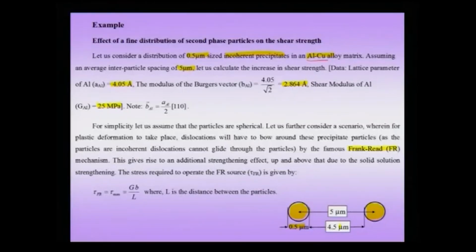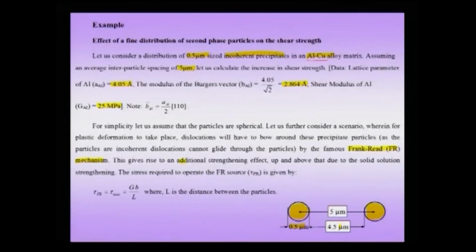Now, what is going to give rise to the hardening in this case? The hardening is going to come from the fact that when the dislocation moves, there are precipitates, and these precipitates being incoherent, the dislocation cannot actually glide through the precipitate. In fact, it will bow around the precipitate by a mechanism known as the Frank-Read mechanism, and for now we will assume that the entire plastic deformation is being dictated by this process. In other words, we will not consider other kinds of competing processes in this system, and we will try to find out what is the additional strengthening effect over and above that due to the solid solution strengthening, and for that we need to know what is the stress required to operate a Frank-Read source.